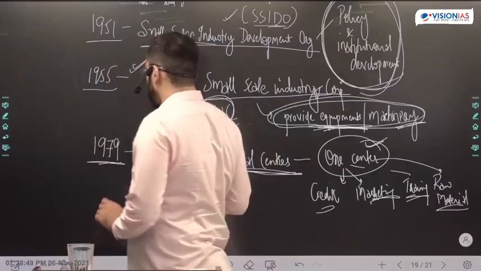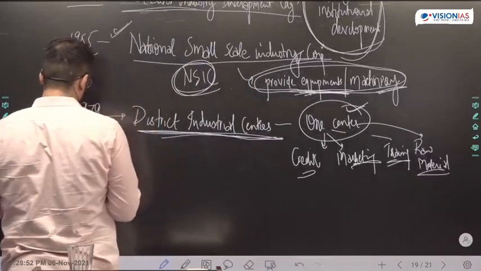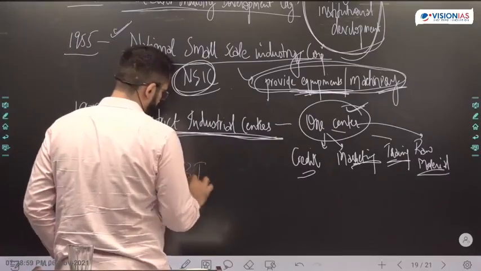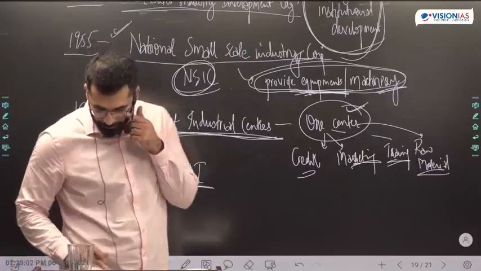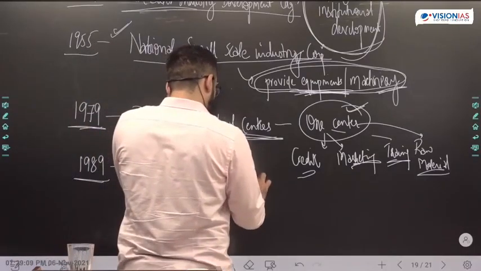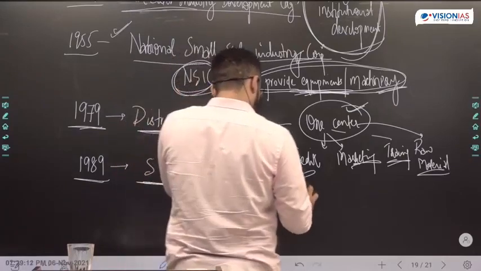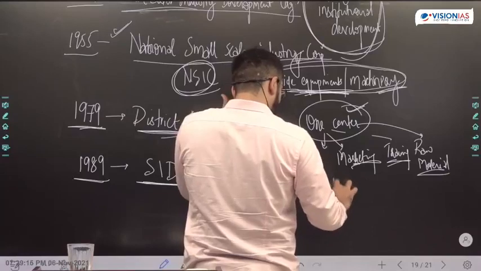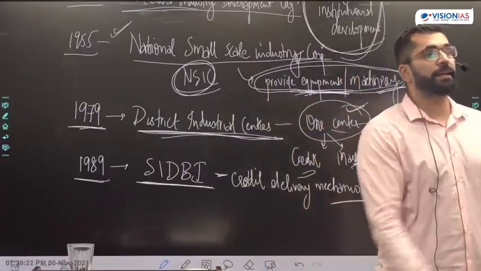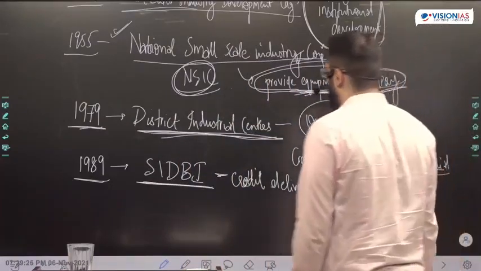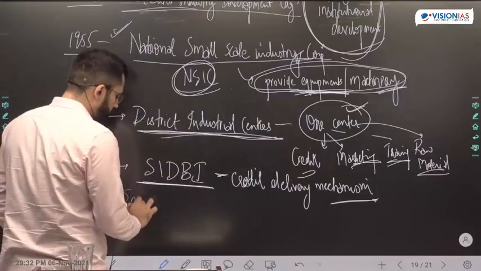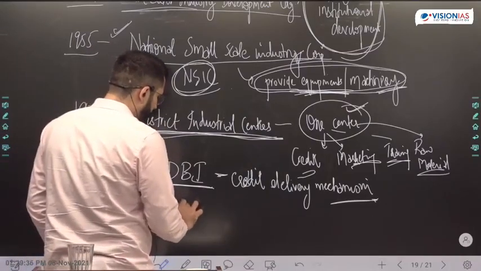Then came another major intervention in 1989, which was the creation of the Small Industry Developmental Bank, the SIDB. This is assisting in the credit delivery mechanism. This developmental bank is helping in all aspects of credit delivery to the small sector. 1989, SIDB, credit delivery mechanism, the Small Industries Developmental Bank of India.